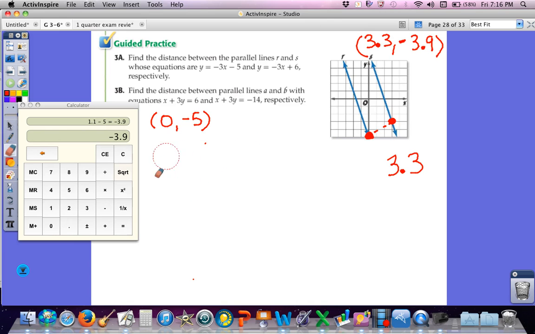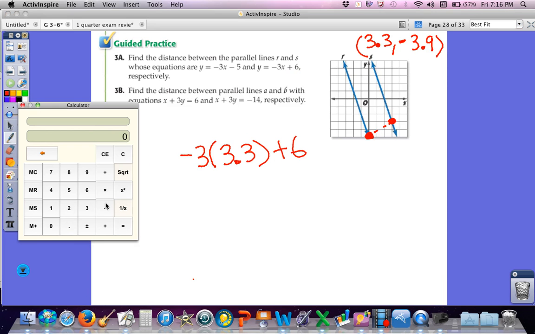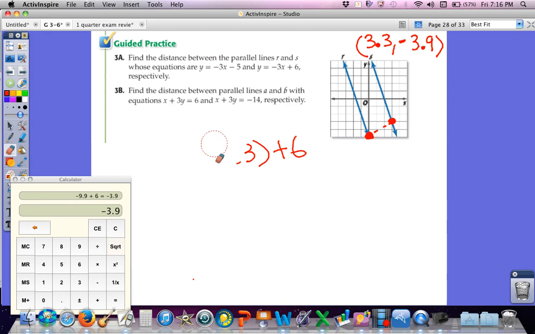Now, because those numbers are so odd, I'm nervous. Maybe I've done something wrong. So I'm going to check them in the second equation that I used here, which was y equals -3x plus 6. -3 times 3.3 plus 6. So 3.3 times -3 is -9.9, and -9.9 plus 6 is -3.9. Since that works in both equations, I know that I've done my system of linear equations correctly. So now I need to find the distance between those.